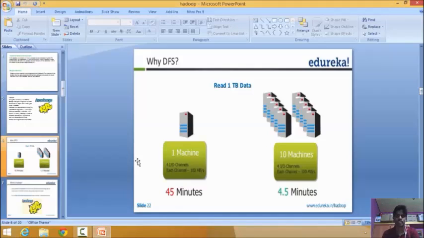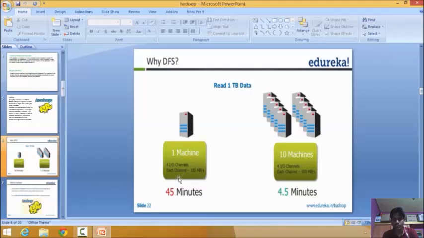Let us understand this. We have 1 TB of data to be read. We have one machine with 4 hard drives. Each hard drive processes data at 100 MB per second. Calculate this: the time taken to process the 1 TB of data is 45 minutes. Here, we have distributed the 1 TB of data into multiple systems so that the processing happens parallelly and the result is obtained in very little time.